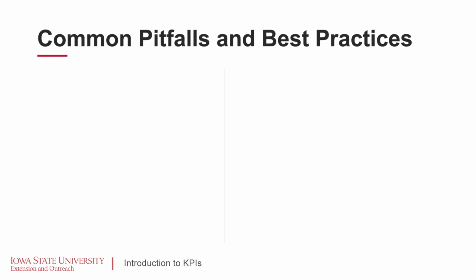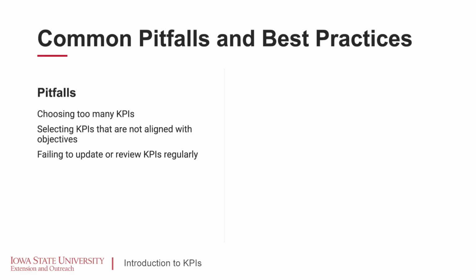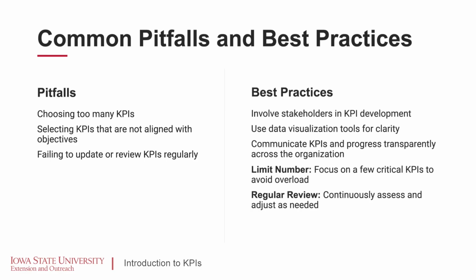Common pitfalls in KPI development include choosing too many KPIs, selecting KPIs that are not aligned with objectives, and failing to update or review KPIs regularly. Best practices include involving stakeholders in KPI development, using data visualization tools for clarity, communicating KPIs and progress transparently across the organization, focusing on a few critical KPIs to avoid overload, and continuously assessing and adjusting KPIs as needed.